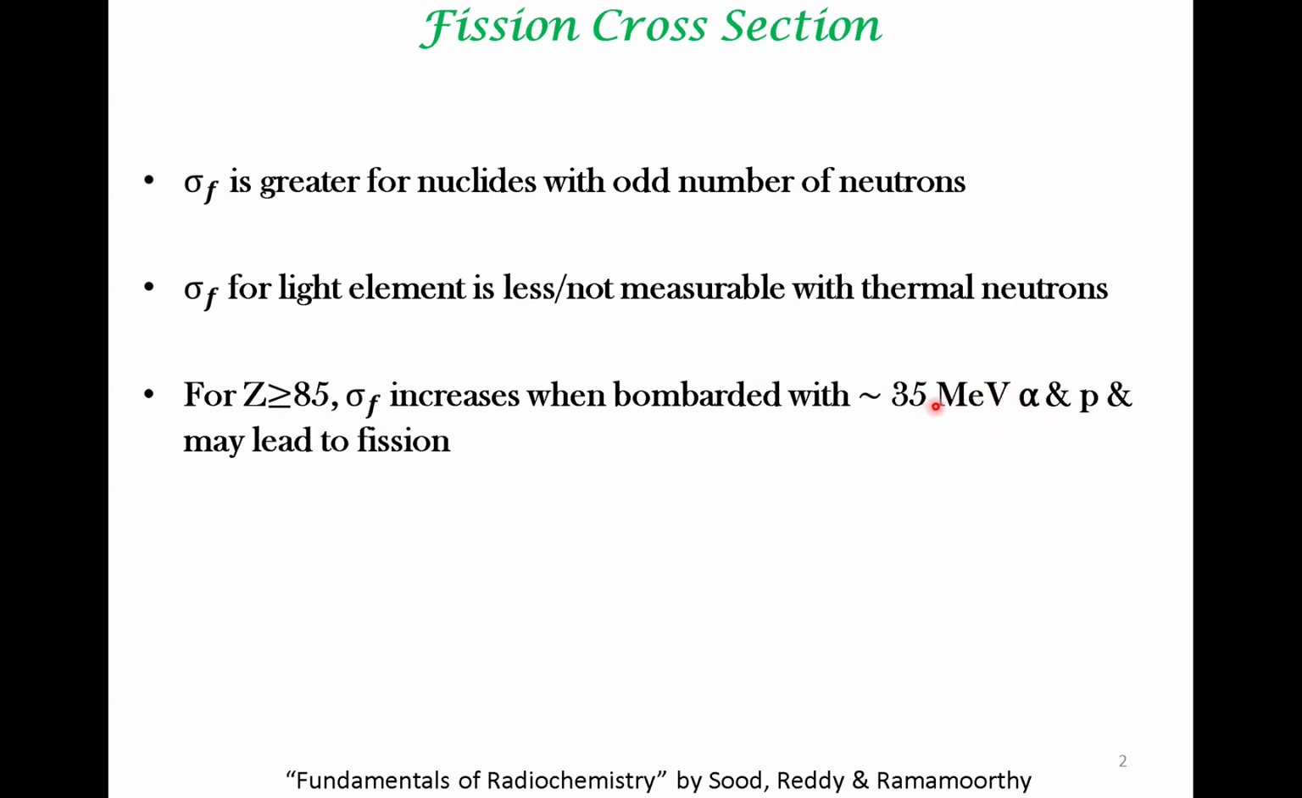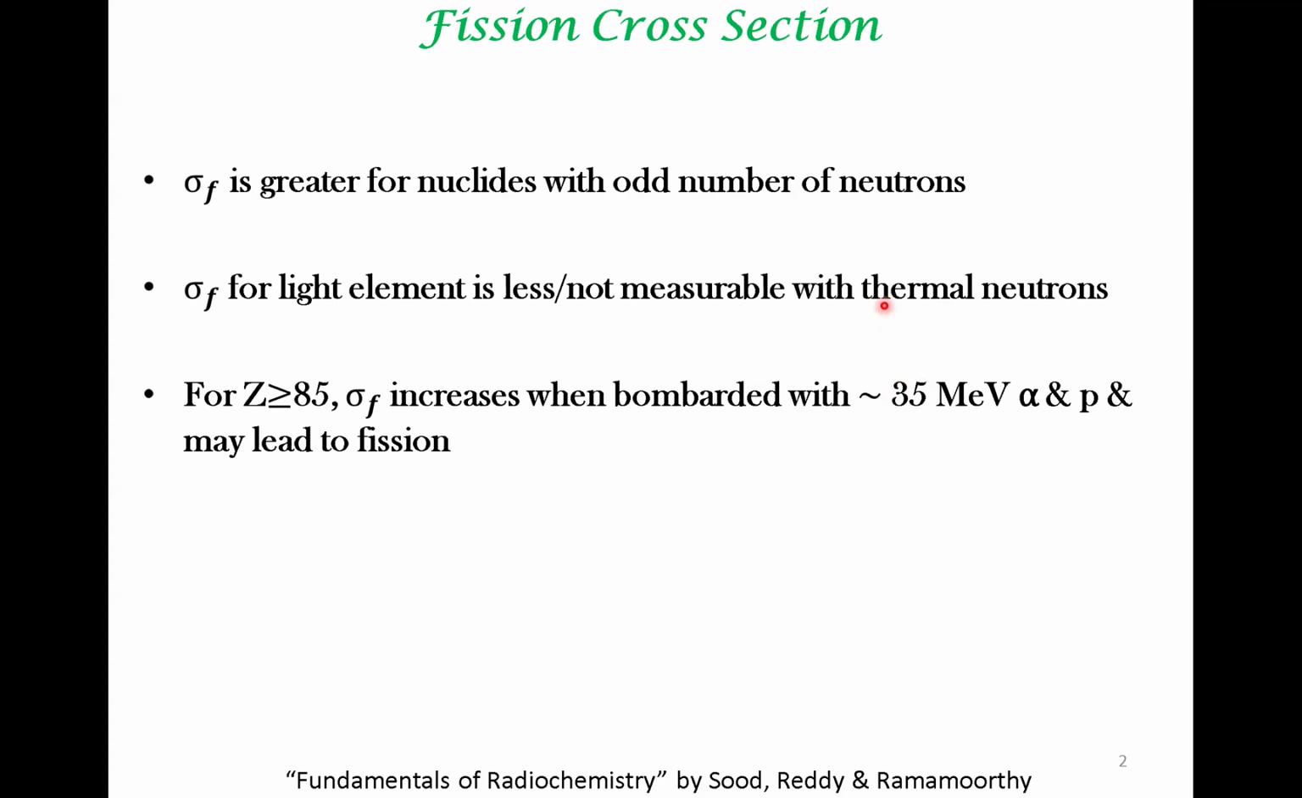Why do we need high energies? Because there's a Coulomb repulsion. So when alpha particles or protons approach the nucleus, they are decelerated. Therefore, unless they have sufficiently high kinetic energy, they cannot really impact the nucleus. So you need rather high energies for fission if you use alpha particles or protons.